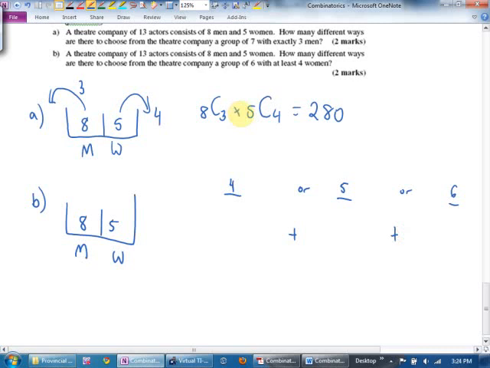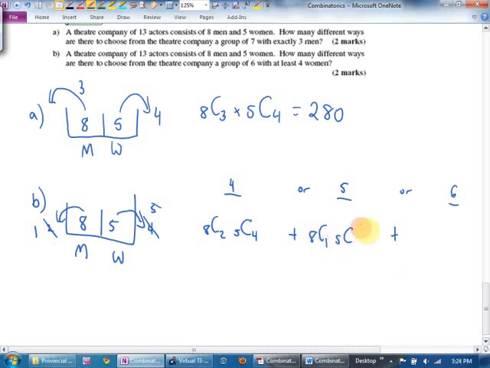So if I have 4 women, how many guys am I picking? Careful, it's not 7 in the group this time. How many are in the group this time? 6, yes? So how many guys am I picking? 2. The first term is going to be 8 choose 2, 5 choose 4. And then I wouldn't redraw the bucket, but what I probably would do is cross that out and say 5, cross that out and say 1. 8 choose 1, 5 choose 5.